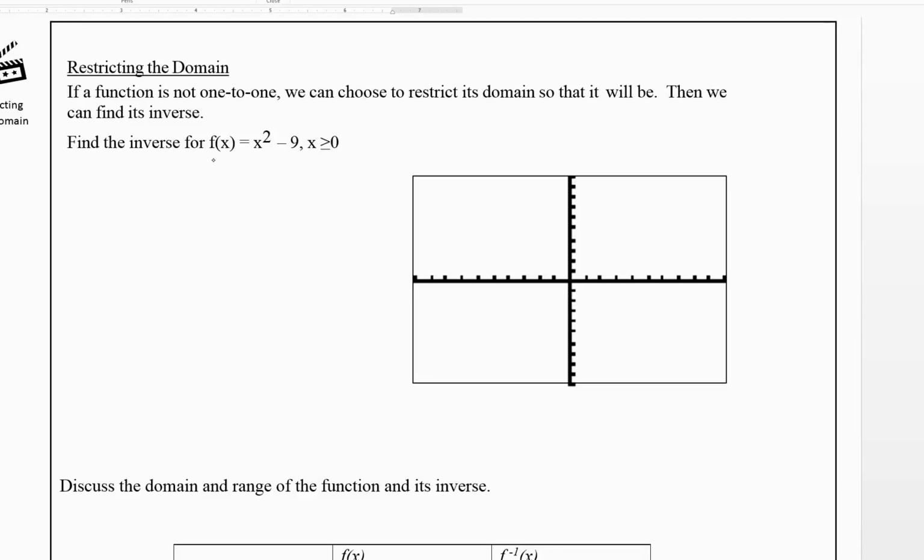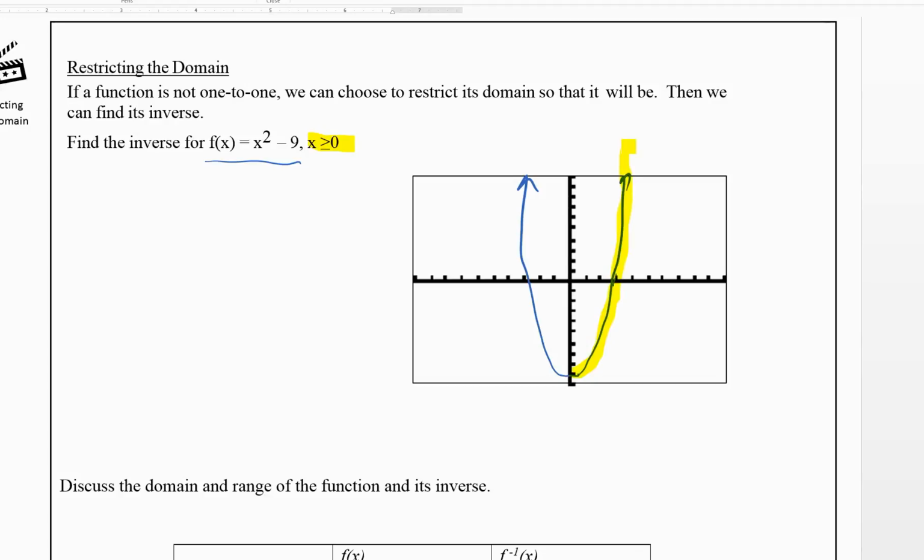Here we're gonna look at f of x equals x squared minus 9. And that's the transformation of x squared down 9. That should be going through 3. Okay, now this graph obviously doesn't pass the horizontal line test, but if we only look at half of it, if we only look at the values where x is greater than or equal to 0, so that would be the right-hand side here, this part of the graph, that part of the graph is one-to-one, okay?